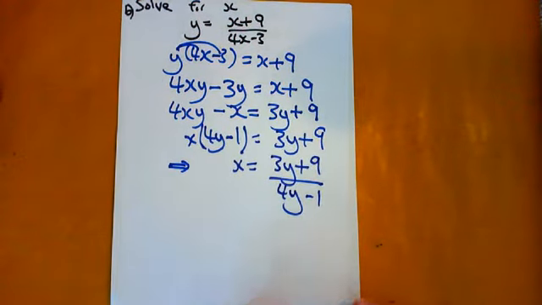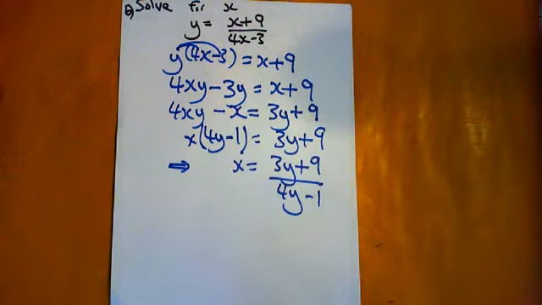Now, how are we going to check that? Well, let's choose a number for x. Let's say x is 1. Put that into our original question. So if we put x equals 1 into y equals x plus 9 over 4x minus 3, that top is 1 plus 9 is 10, and the bottom is 4 times 1 minus 3, which is 1. So we get 10 over 1, which is 10. So from the original question, when x is 1, y is 10.